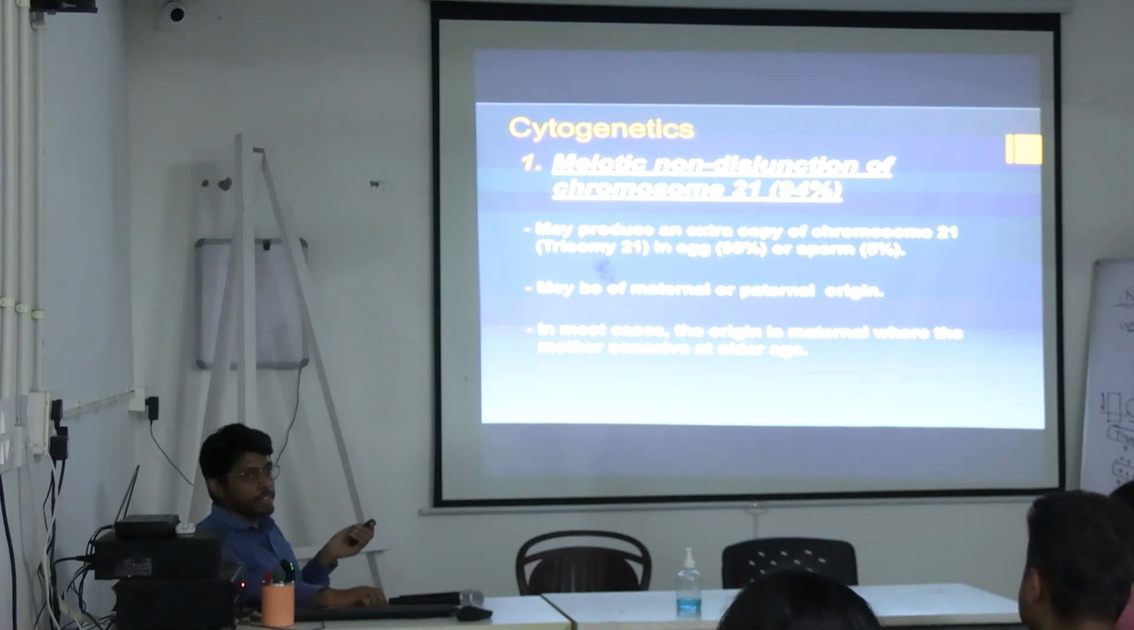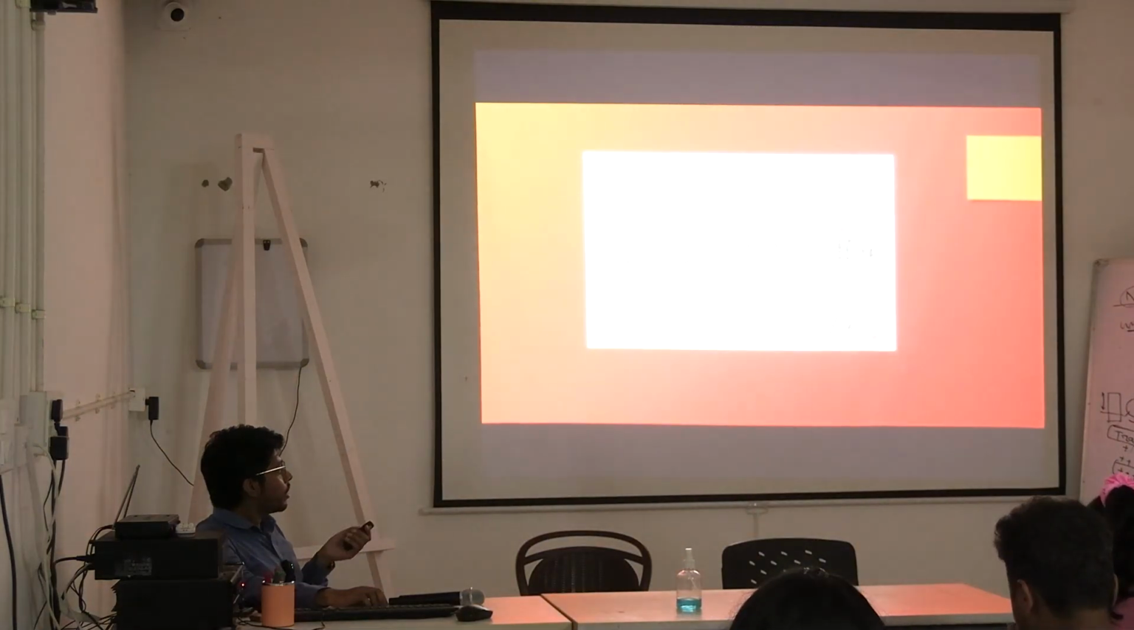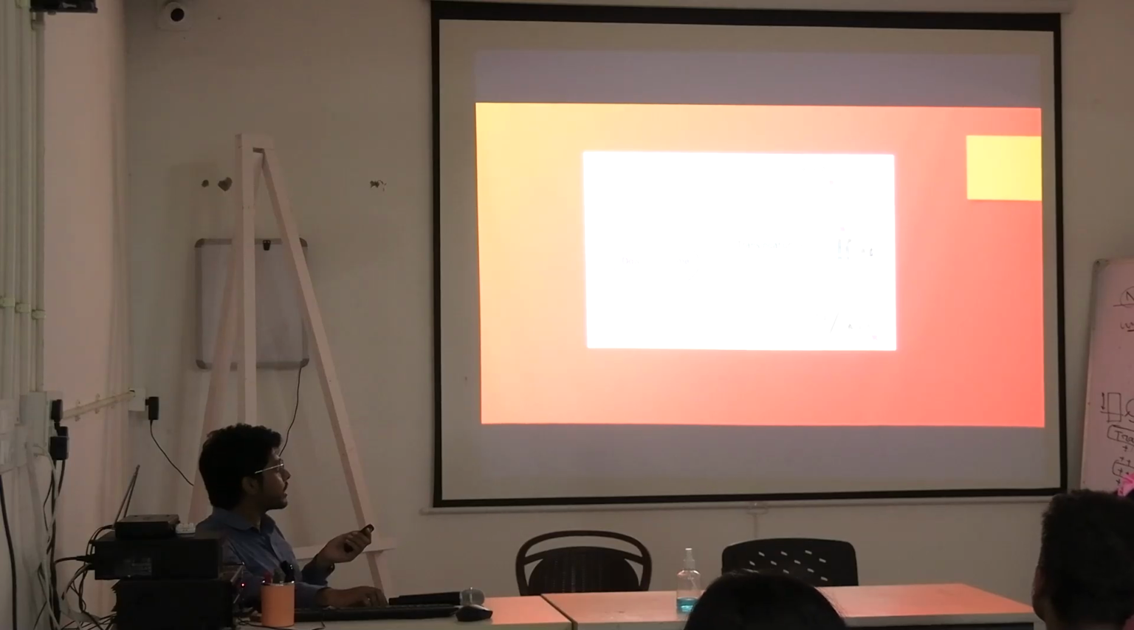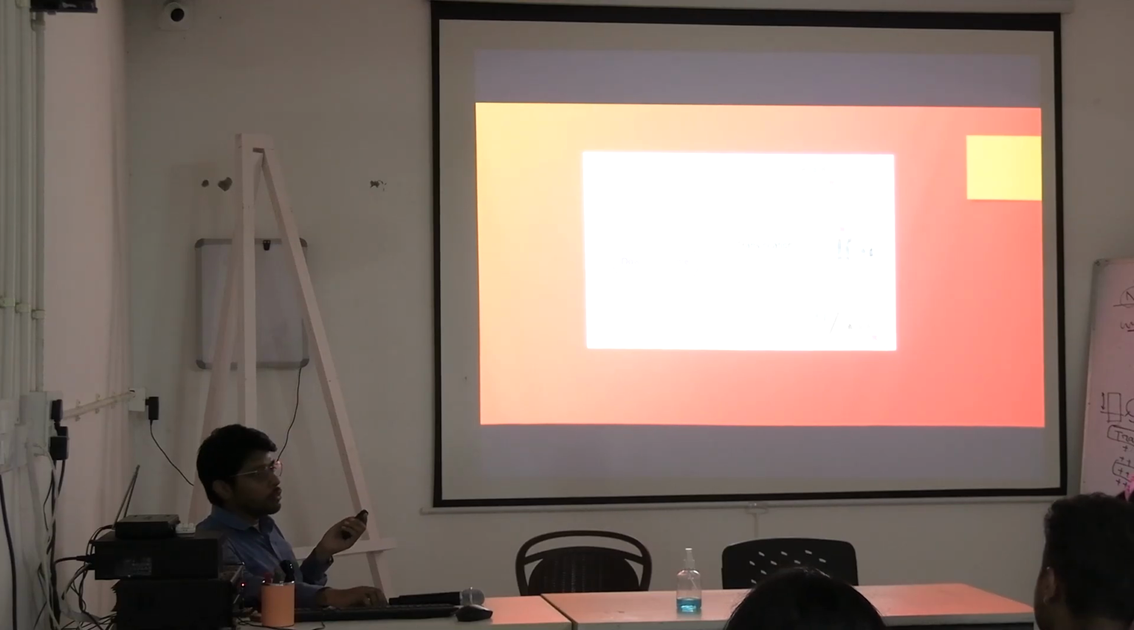May be of maternal or paternal origin, but there is a high chance of maternal origin when the mother conceives at an older age, that is more than 35 years, with high risk of Down syndrome. In 94 to 95% cases, non-disjunction is responsible. In 4% cases, translocation between chromosome 14 and chromosome 21, and in 1% cases, mosaicism.